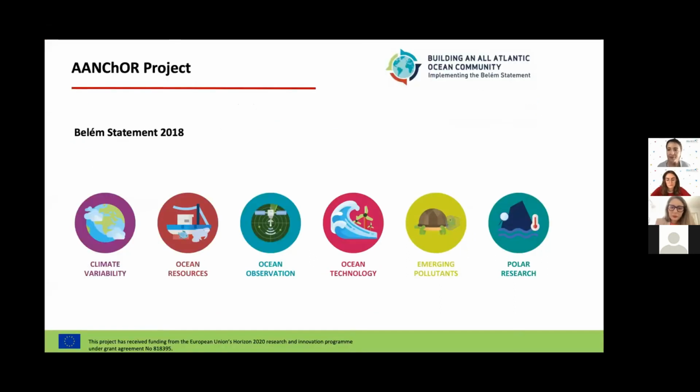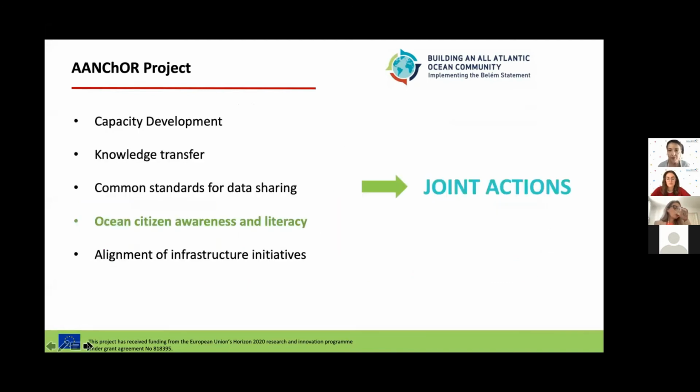So just very briefly, the Anchor project is a CSA that is supposed to make the follow-up of the Belém statement and promote cooperation in these mainly 6 Belém areas, which you certainly know. This cooperation is done at several levels and by different means of cooperation. The different means are, for example, capacity development, which is important for all your projects, or knowledge transfer, or data sharing, etc., infrastructure initiatives, alignment of the infrastructures. And in our case, we were in charge of the ocean citizen awareness and literacy. So that is what we are talking about here today.